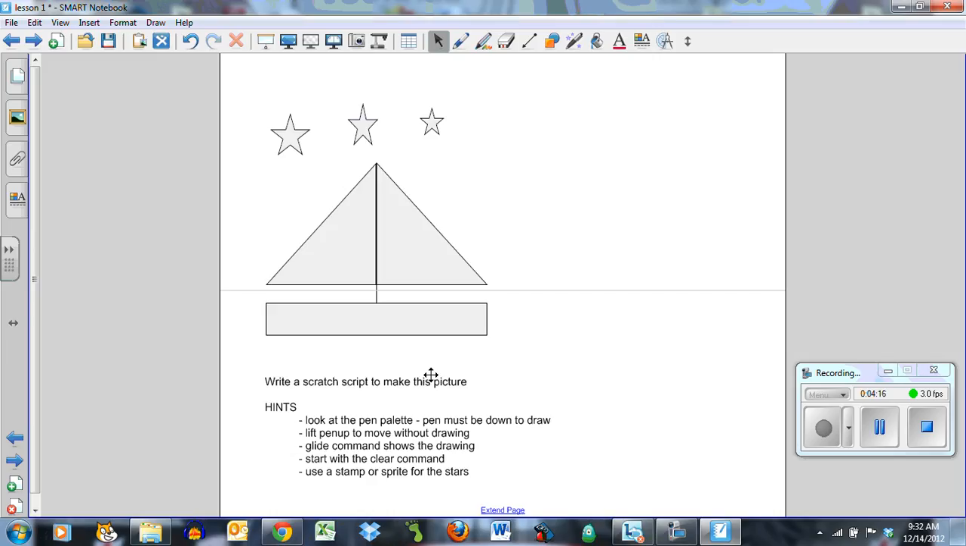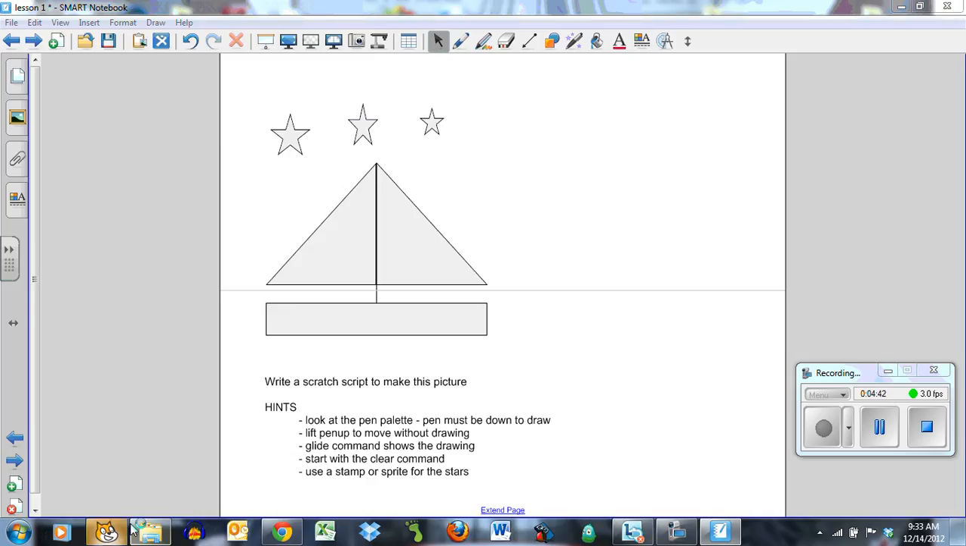Okay, so what I'd like you to do now is write a Scratch script to make this picture. Some hints: you'll have to look at the pen palette. Remember that the pen must be down to draw. If you lift the pen up to move without drawing, then you will not get a line in between the two different points. The glide command will show the drawing. Start with the clear command and use the stamp or a sprite for the stars.